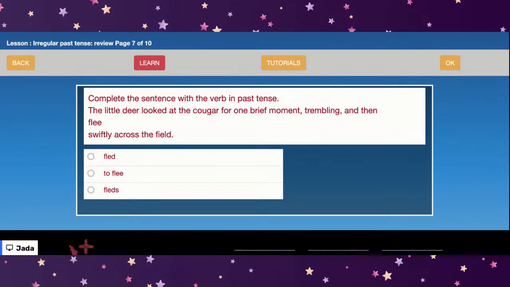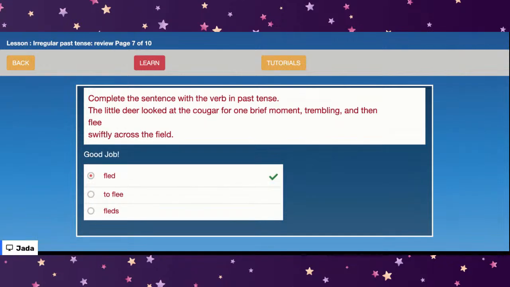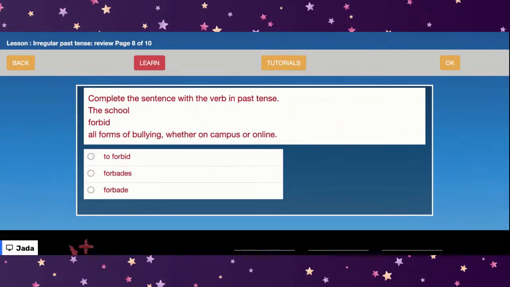So we have the little deer looked at the Kogan for one brief moment, trembling, and then flee swiftly across the field. So flee, you have to get the past tense, which is fled. Okay, so the school forbid all forms of bullying, whether on campus or online. So forbid, you have to put the past tense of forbid, which is forbade.